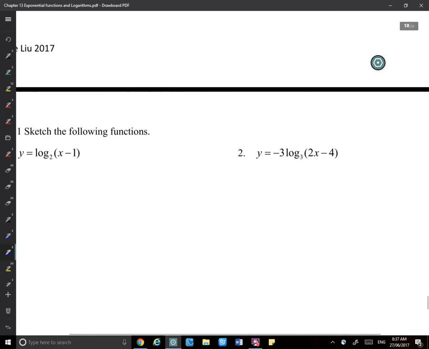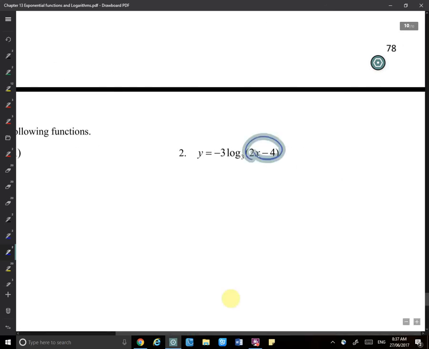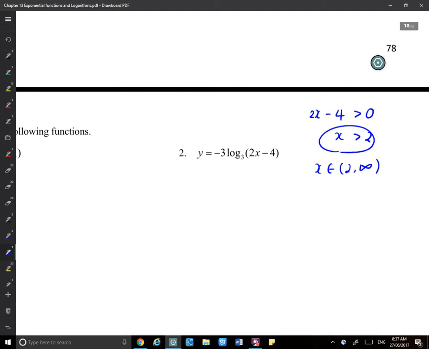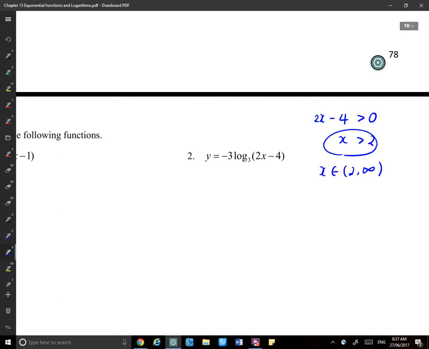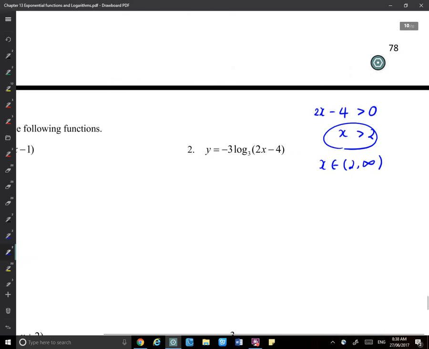For example, in this equation, if I just want to solve for the domain, I just need 2x minus 4 greater than 0, and you have x greater than 2. And that is my domain. So my domain is x belongs to 2 to infinity. That's one way to solve for the domain. And we can look at the graph. If we want to look at the graph, we need to know how to sketch the graph first.